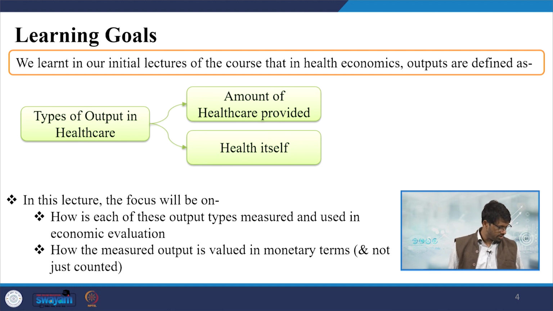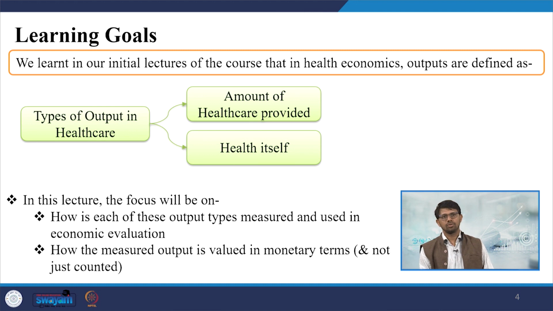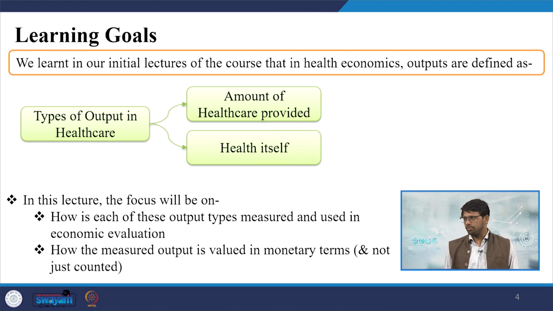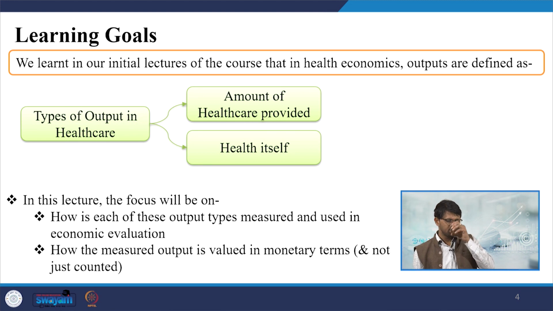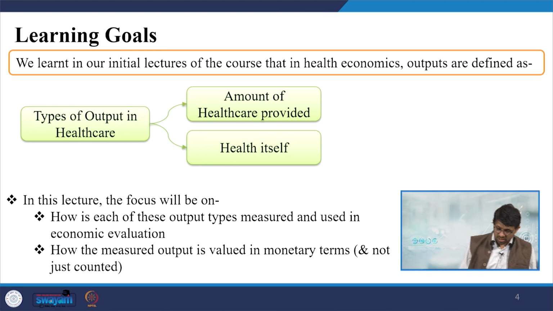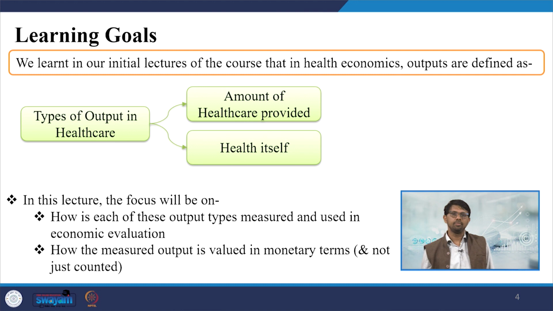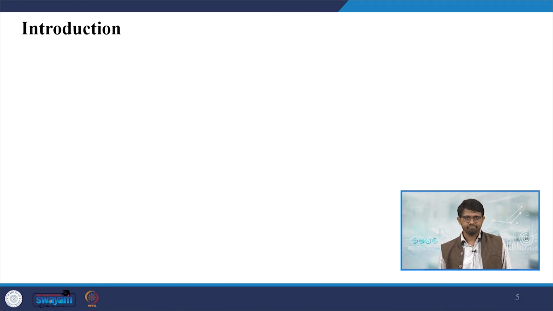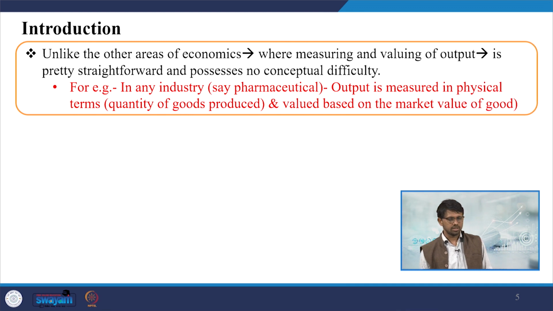As you know very well, these are largely subjective in nature. Healthcare as a concept defining an output in a production function is very challenging. You need to derive the specific type of measurement, then you can define whether this measurement follows continuous or discrete choices. And how the measured output is valued in monetary terms and not just counted is going to be discussed.